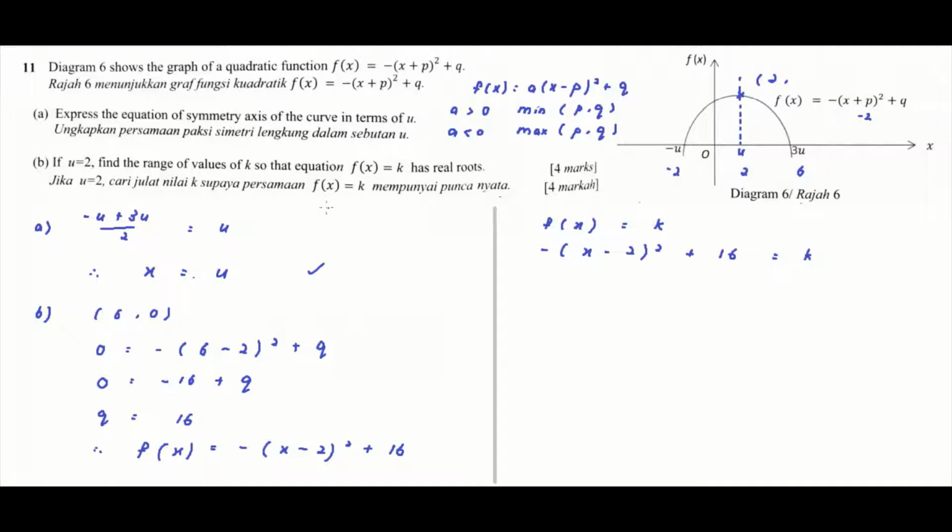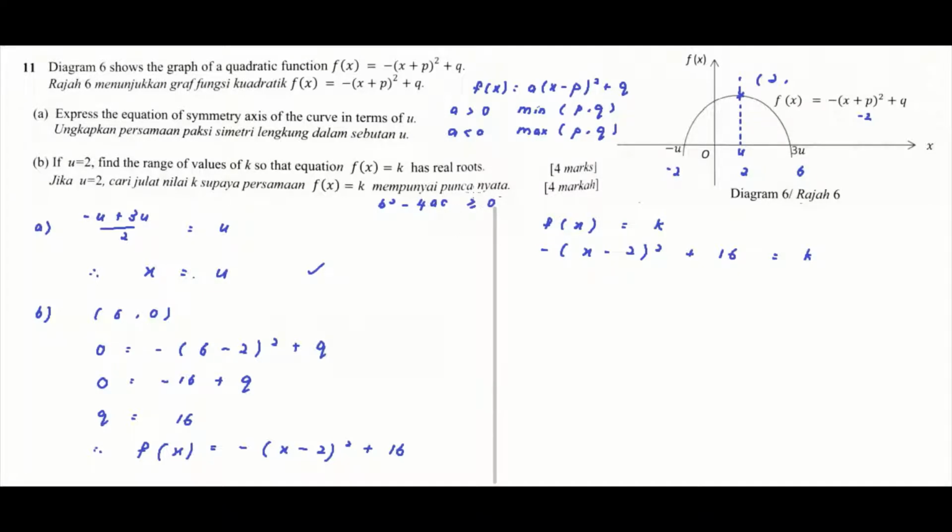So we know that the question wants us to find the range of the value of k so that the equation has a real root, right? We have a similar question in number 2, that is for equal roots. This one has real roots, which indicates that b squared minus 4ac, the discriminant, should be greater than or equal to 0.